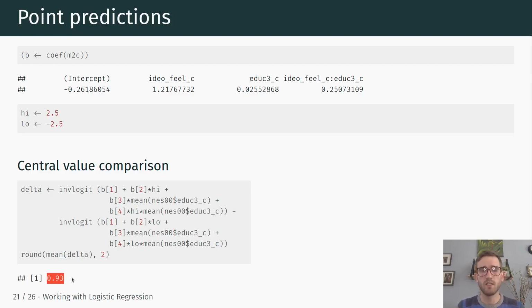respondents who place themselves at -2.5 versus 2.5 on this ideological feeling thermometer, if we compare those two sets of respondents, the probability to vote for the Republican candidate is 0.93 higher, holding education constant at its mean. So this is the central value comparison.